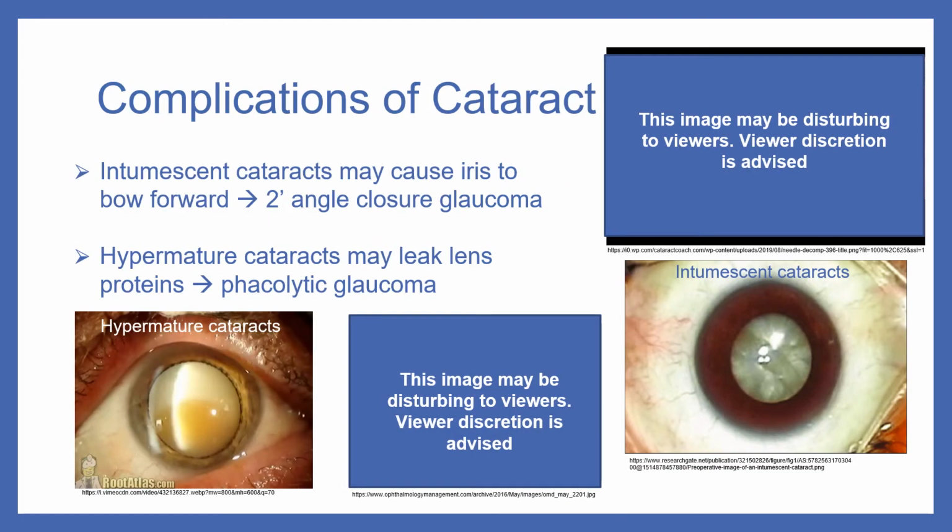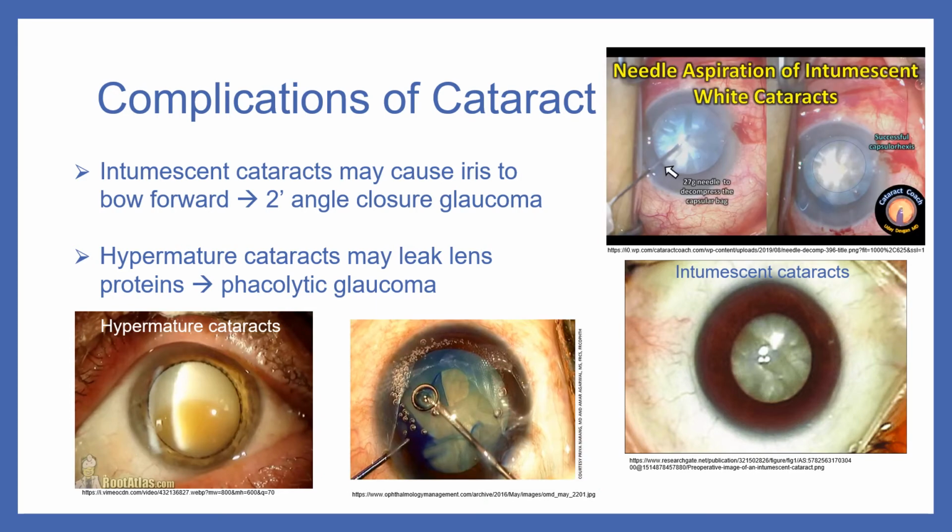The complications of cataract include iris bowing forward and blocking the trabecular meshwork, leading to secondary angle closure glaucoma. Hypermature cataracts may also leak lens proteins and lead to phacolytic glaucoma.